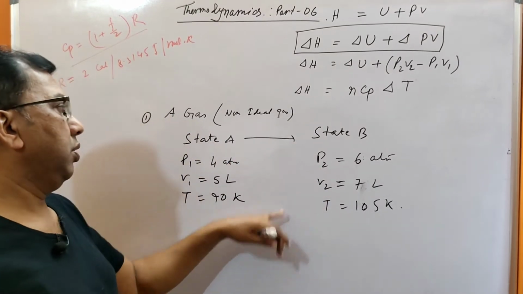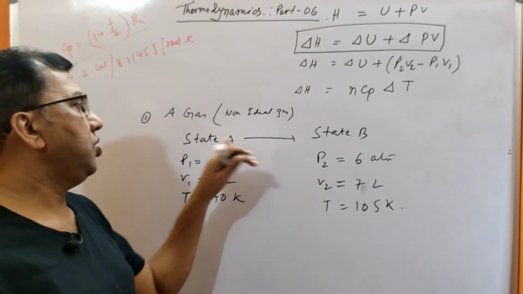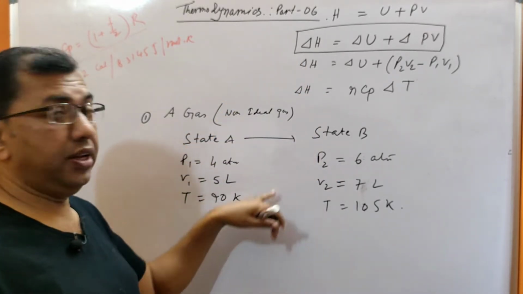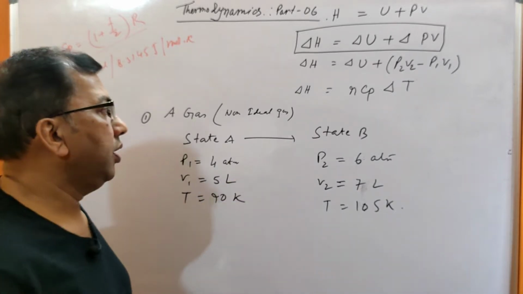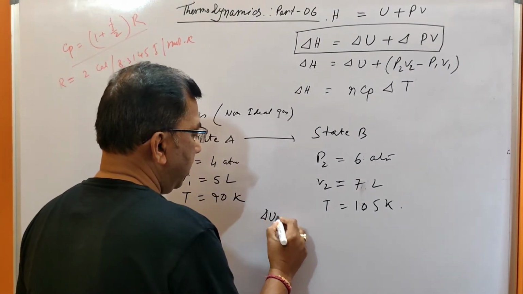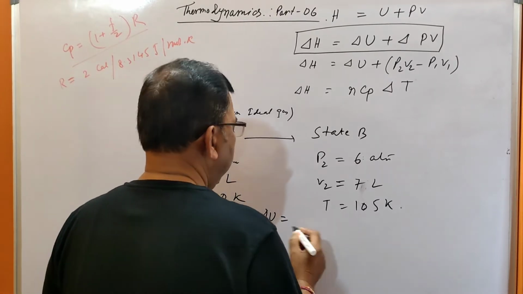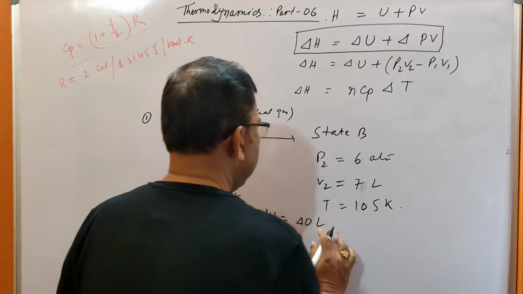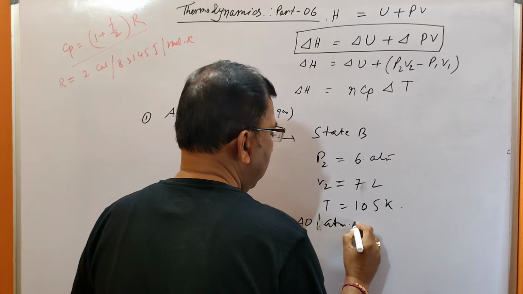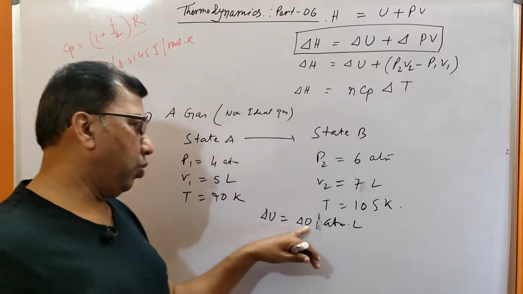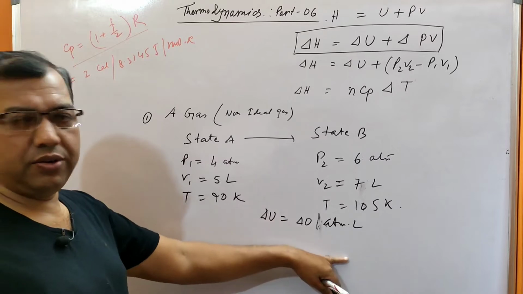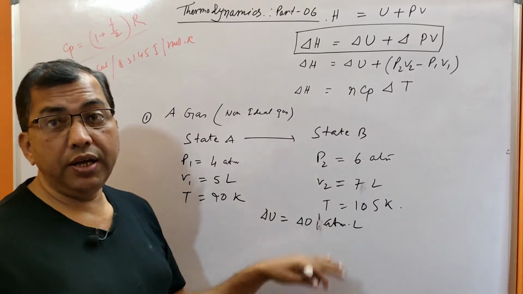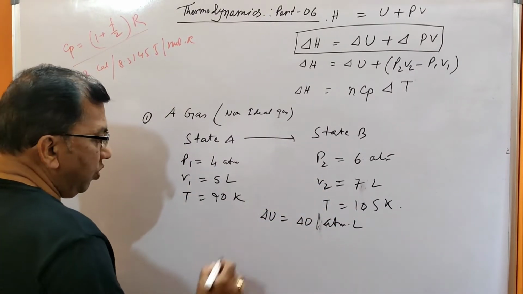If you are asked to find the change of enthalpy, and in this condition delta U or delta E is given, say 40 atm liter, whatever it may be, I am giving an example. You have to find out delta H.